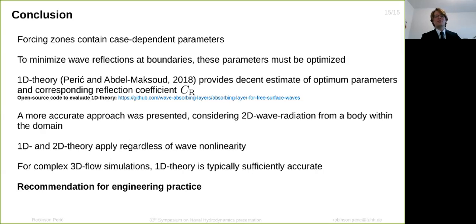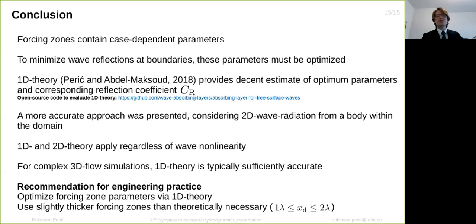So the recommendations for engineering practice would be to optimize the forcing zone parameters via 1D theory and to use a slightly thicker forcing zone than theoretically necessary. So between 1 and 2 wavelengths, depending on what waves are studied and how sure you want to be about the reflection coefficient. So that's it from my side.